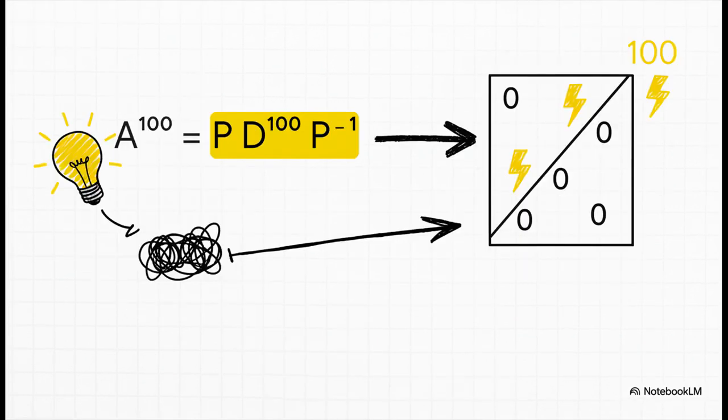Check this out. Since A is the same as P times D times P inverse, A to the 100th is just P times D to the 100th times P inverse. And here's the magic. What's D to the 100th? Well, since D is a diagonal matrix, you just take each number on that diagonal and raise it to the 100th power. That's it. That impossible 99-step multiplication nightmare just turned into 2 easy matrix multiplications and a few simple calculations. It's an absolutely incredible shortcut.